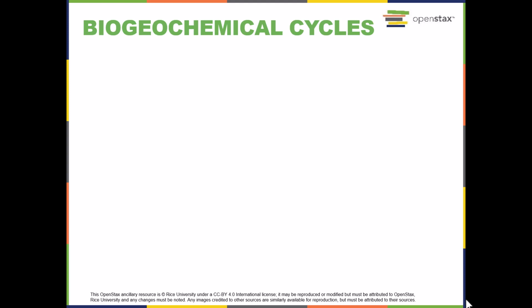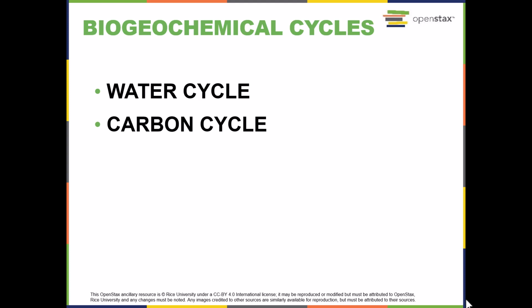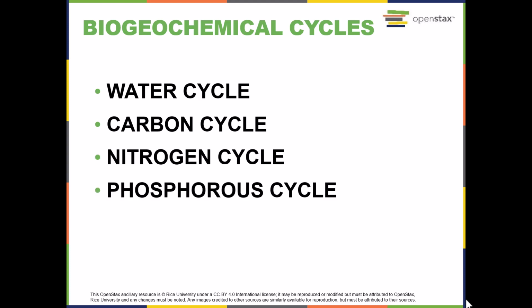Here we will take a look at biogeochemical cycles. We have the water cycle, carbon cycle, nitrogen cycle, phosphorus cycle, and sulfur cycle. So we'll briefly look at each of these. These cycles show the flow of some of these important elements and compounds in ecosystems. First, we'll look at the water cycle.